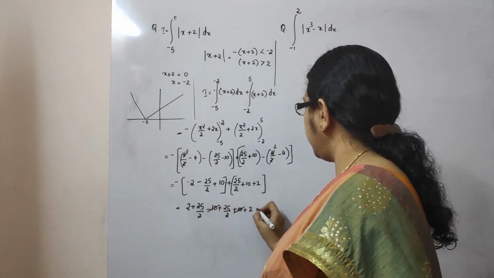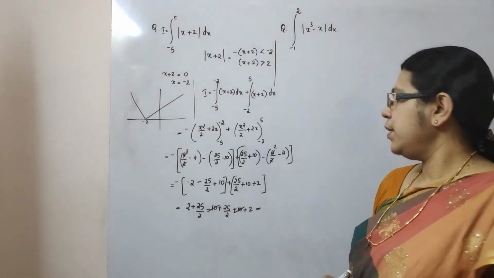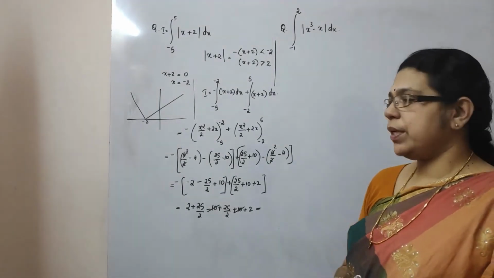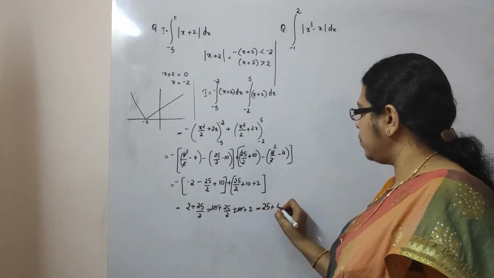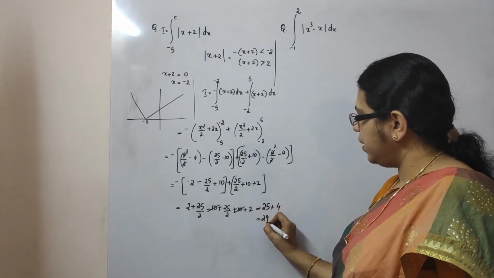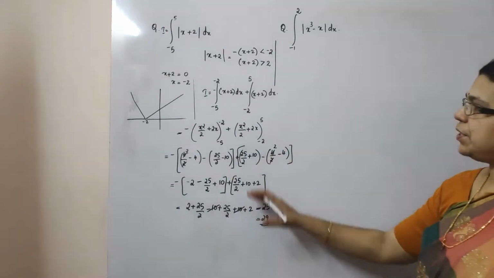Minus 10 plus 10 cancels. 25 by 2 plus 25 by 2, that is 2 times 25 by 2, the 2 and 2 cancel to give me 25 plus 2 is 4, and finally I'll get it as 29. I hope this is clear. This is mere simplification this side.